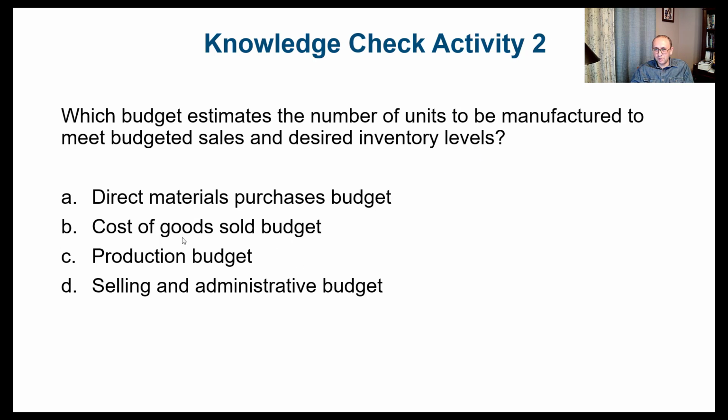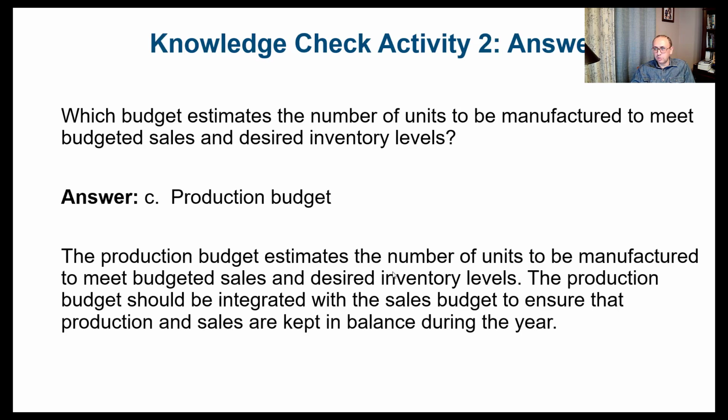So I think production budget, which is the next step that comes after the sales budget. So the production budget is the budget that would give us these kind of estimates for the number of units to be manufactured. So the production budget estimates the number of units to be manufactured to meet budgeted sales and desired inventory levels. The production budget should be integrated with the sales budget to ensure that production and sales are kept in balance during the year.